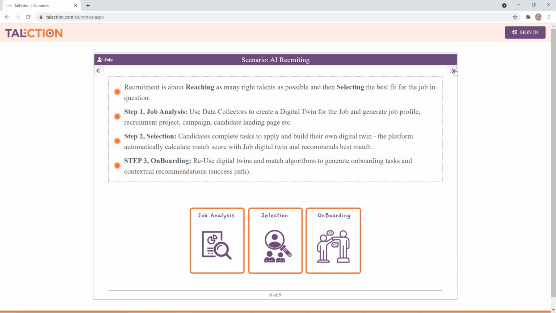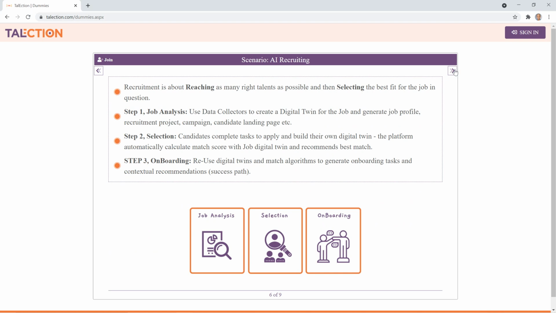Second step is about selection. The candidates are interested in the job. They sign up, they complete a number of tasks in order to apply, and at the same time build their own digital twin. The platform then automatically calculates match score with a job digital twin and recommends the best match.